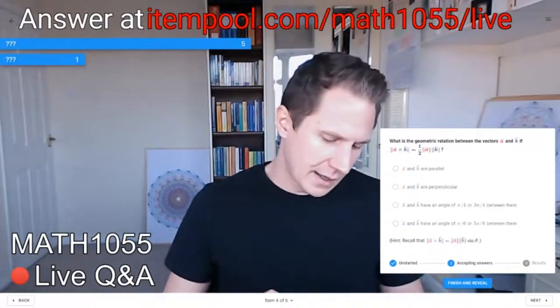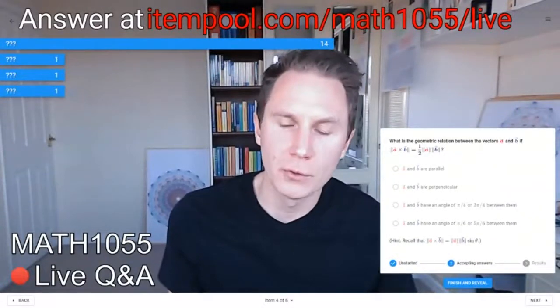Okay, this is actually the reason why I use different notation for the absolute value of a number, by just these single vertical lines, and the norm or the length of a vector by these double vertical lines on both sides, to distinguish between vectors and scalars. So the question is, what is the geometric relation between the vectors A and B if the length of their vector product, so A cross B, is a vector that has length equal to half of the product of the lengths of A and B?